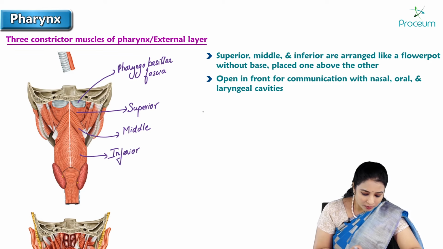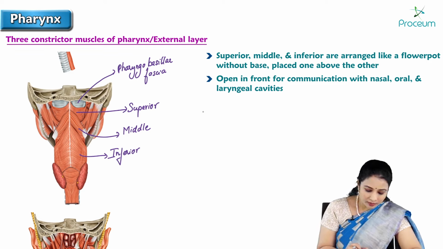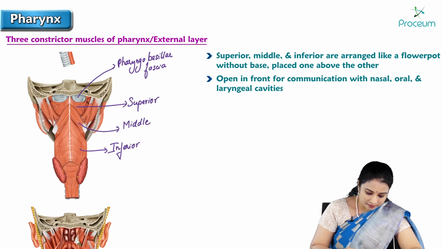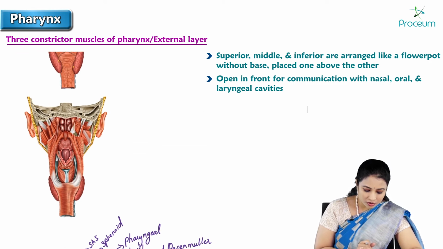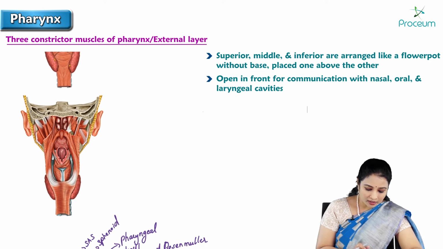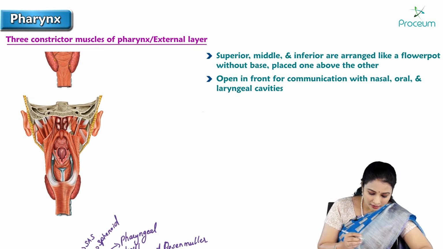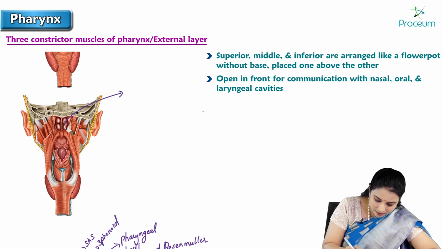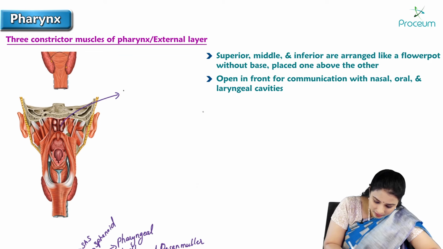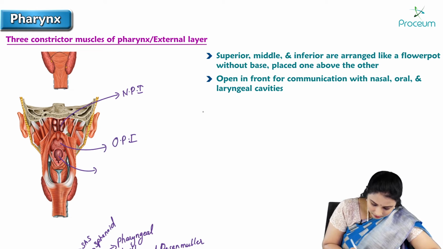So here is the posterior view of the pharynx, where we can see the three constrictors, and this image shows the anterior view of the pharynx, where they open up anteriorly and communicate with the nasopharynx, oropharynx and laryngopharynx. So here is the nasopharyngeal isthmus and the lingual tonsils are here. So this is the oropharyngeal isthmus and this inlet of the larynx, which is the laryngopharyngeal isthmus.